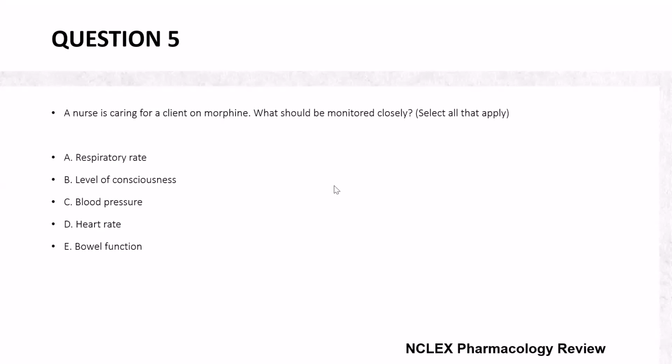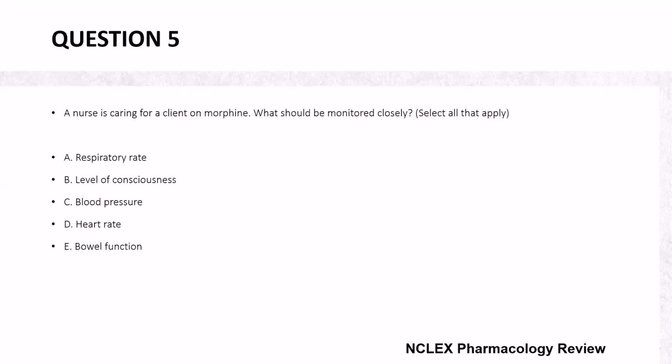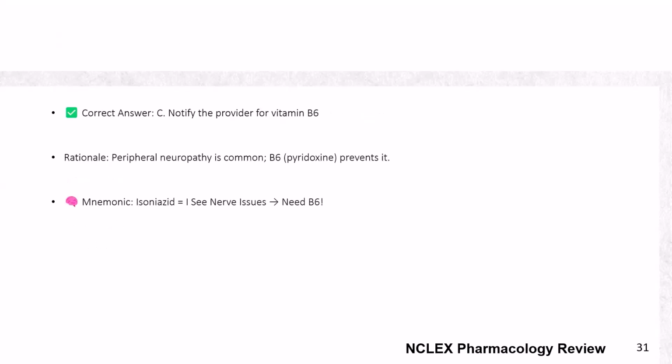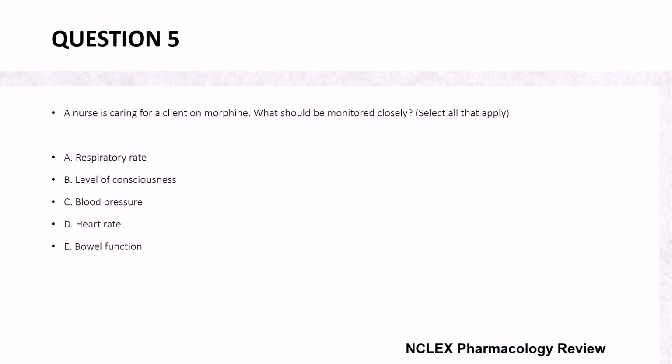Remember, respiratory rate is very important because, yes, A, B, C, and E, but D is not part. Heart rate is not part. So A, B, C, and E. Because remember, morphine will cause respiratory depression. It causes CNS depression. It causes hypotension and constipation. So remember, respiratory depression, CNS depression, hypotension, and then constipation. So A, B, C, and E.